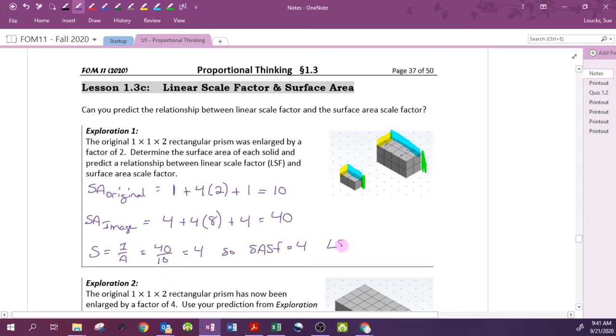And we know that the linear scale factor was 2. So it looks like the surface area scale factor is the linear scale factor squared. That would make sense because it's just an area, right? It's just an area that's folded up into a shape instead of being flat on the ground.